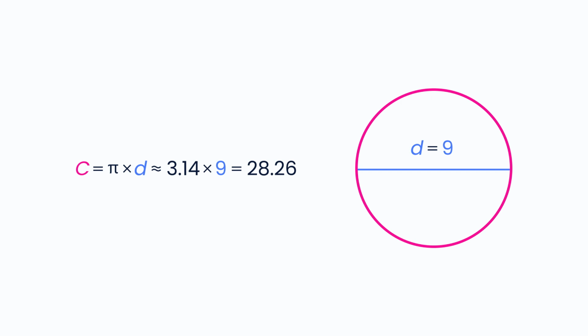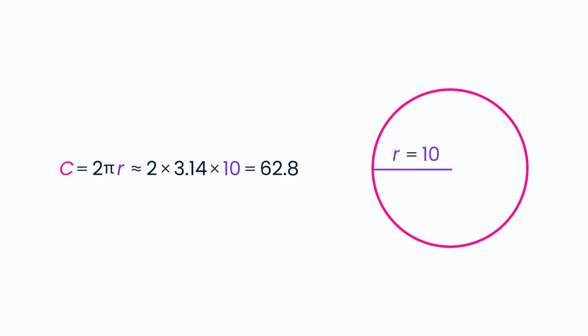Now, let's look at an example of how to calculate the circumference of a circle. In this circle, the diameter is 9. If you insert 9 into the formula c equals pi d and use 3.14 instead of pi, you find that c is about equal to 3.14 times 9, which is 28.26. When using this formula, you only have to replace pi with 3.14, d with the length of the diameter, and then multiply. It's that simple.